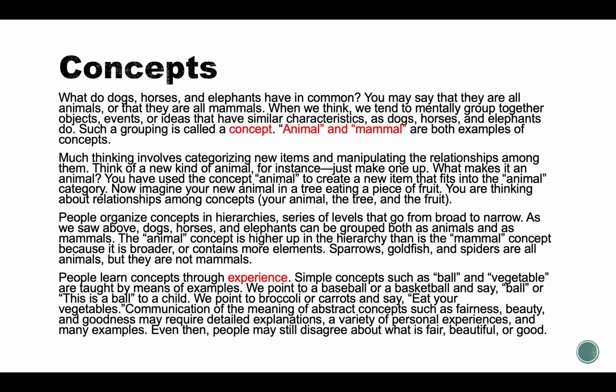So when we point to a baseball or a basketball and say ball, or this is a ball, to a child, when we point to broccoli or carrots, we say eat your vegetables. Abstract concepts such as fairness, beauty, and goodness may require detailed explanations. So this might require more explanation of what these words mean.